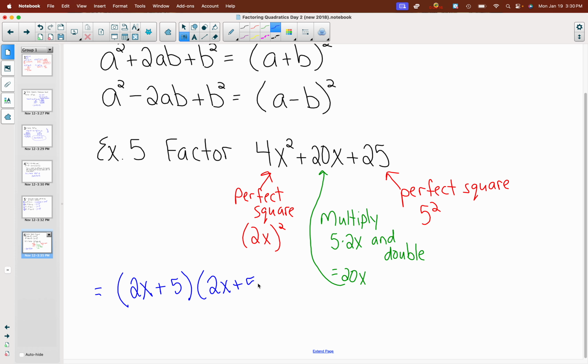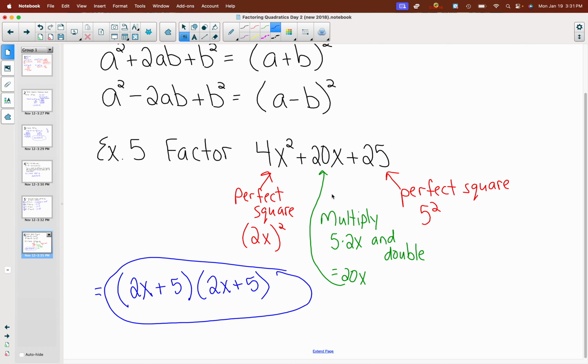So I think my answer is going to be this. And then just FOIL it. If you do the first, 2x times 2x is 4x squared. The outside is a 10x, the inside is a 10x. So that gives you the 20x in the middle, and then 5 times 5 is 25, and everything was positive. So that would be how you can use this formula for a perfect square trinomial.